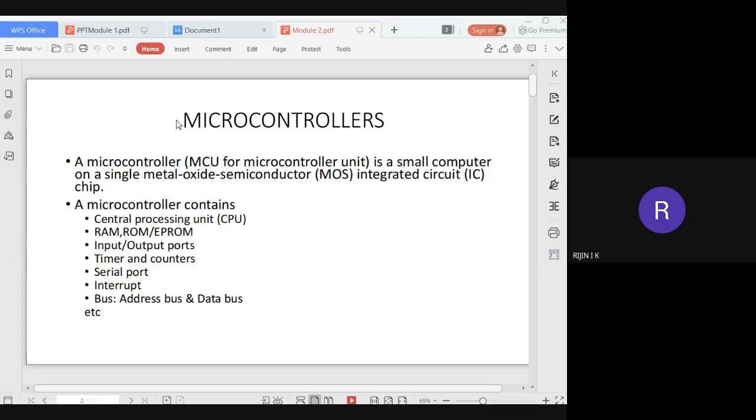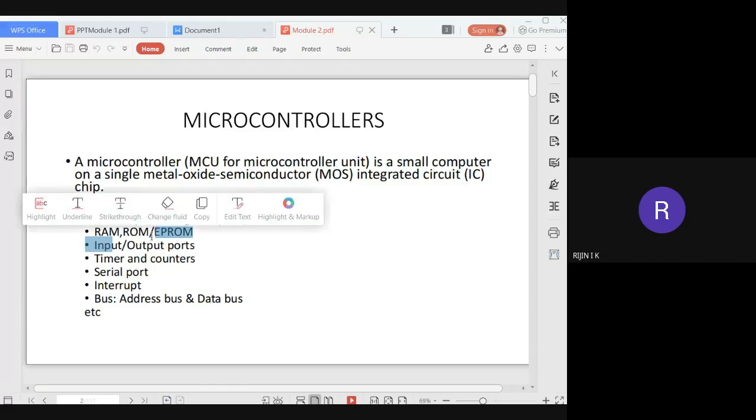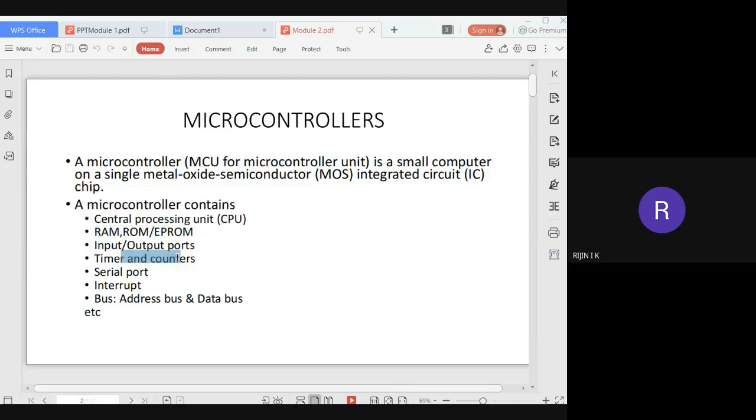That means it will have a processor, the central processing unit, and RAM will be there, ROM will be there, EEPROM will be there, then input output ports will be there. Input output ports are used for performing input output operations. And timer will be there, serial port, interrupt, bus, everything will be there. Then all these components are within a single chip.